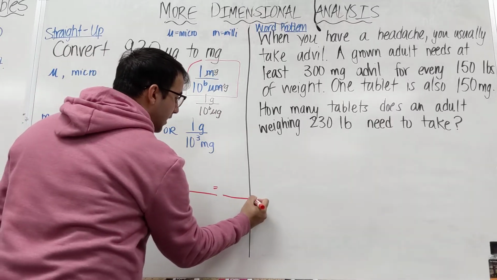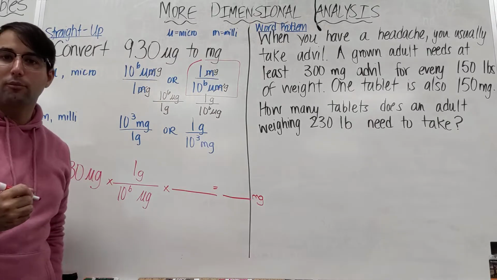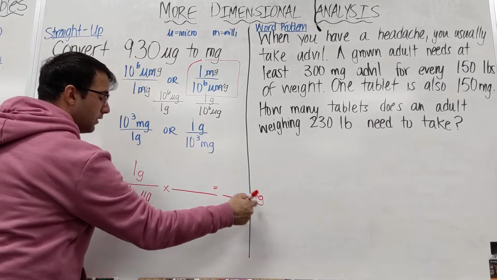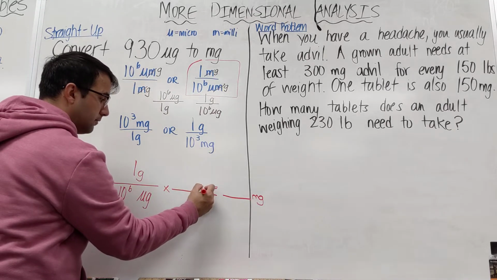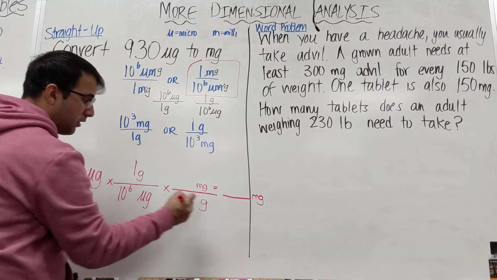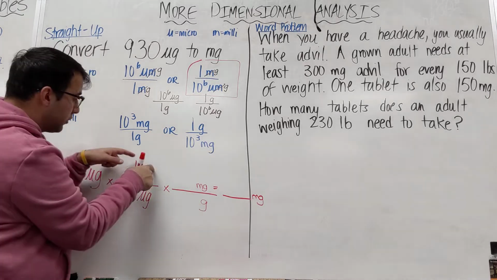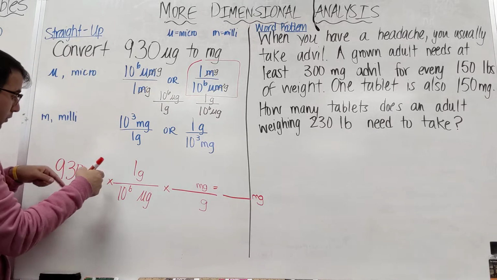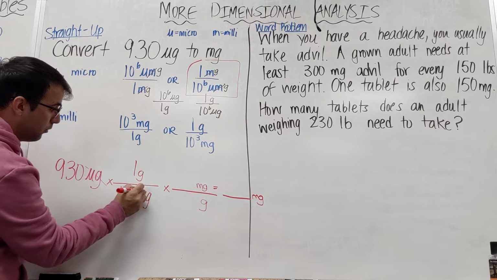In the end, I want milligrams. That's what it's asking for. I want to go from micrograms to milligrams. Since I want milligrams, I know I'm going to have milligrams on top. And since I have grams here, grams is going to go in the bottom. Again, it's kind of like a diagonal. Whatever unit I have on the top left here is what goes on the bottom here. So micrograms is up here, micrograms is down here, and they're going to cancel out, which is fine.